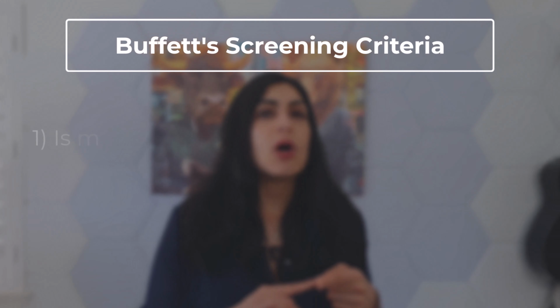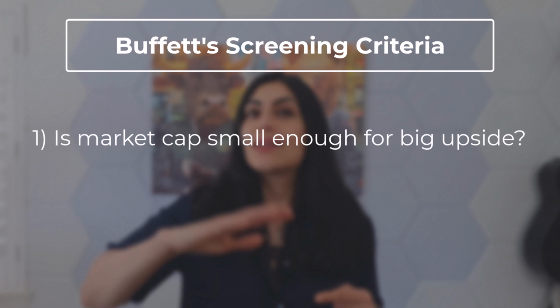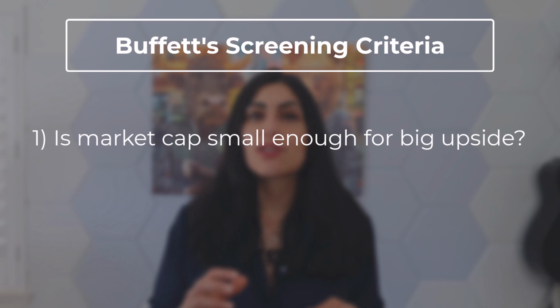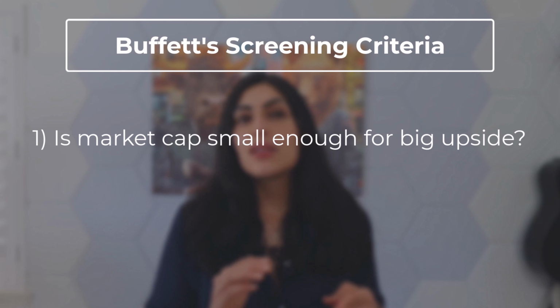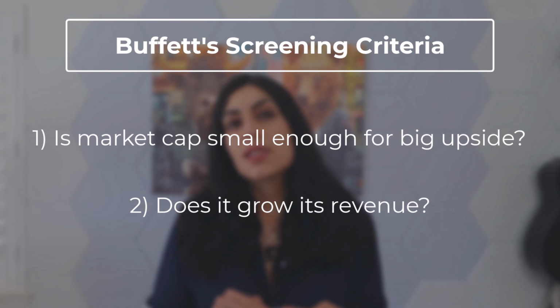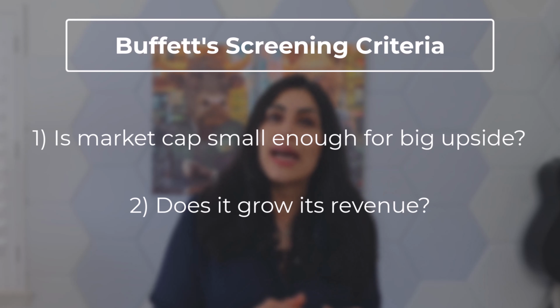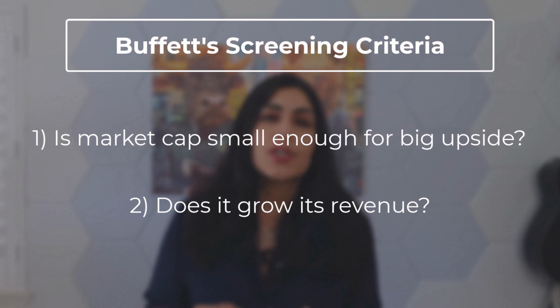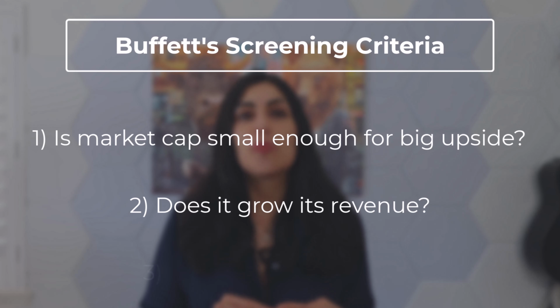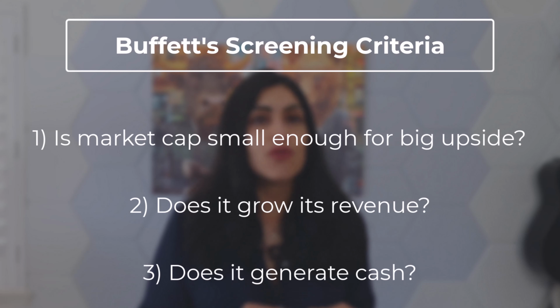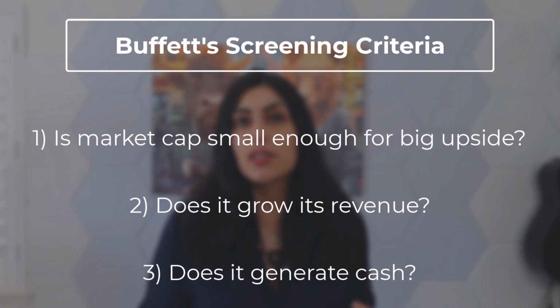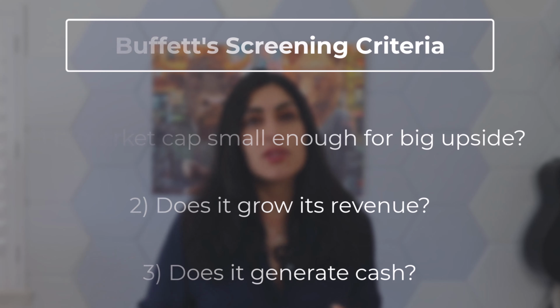Is the company small enough that it can grow 10 times, 20 times or more in the next 3, 5 to 10 years or so? Does the company have a consistent revenue trend, not only in the last quarter or last year, but in the recent few quarters and years? And does the company generate free cash flow even though it doesn't generate positive earnings? If it does generate positive earnings, so much better. Those questions are foundational to your long-term stock screening.